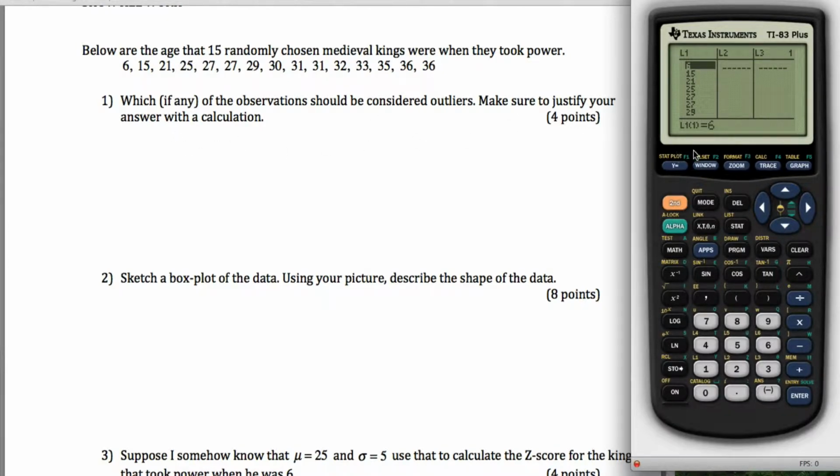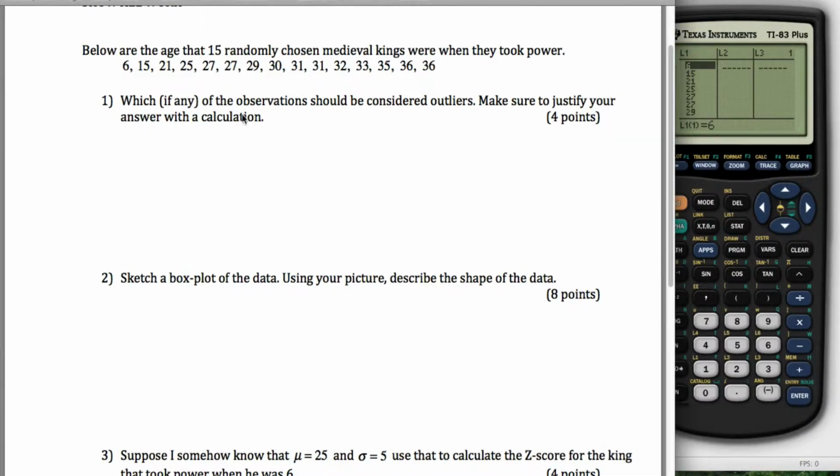Now that we have that, we'll be able to use our calculator for a lot of things. So the first question here asks which, if any, of these observations are considered outliers. Outliers, I'm not even going to give you a definition. To figure out if something is an outlier, what you need to do is calculate your fences. You need to calculate the upper fence and the lower fence.